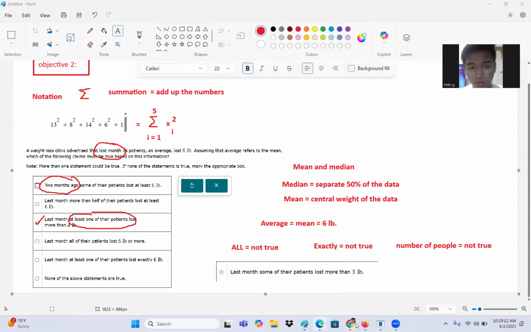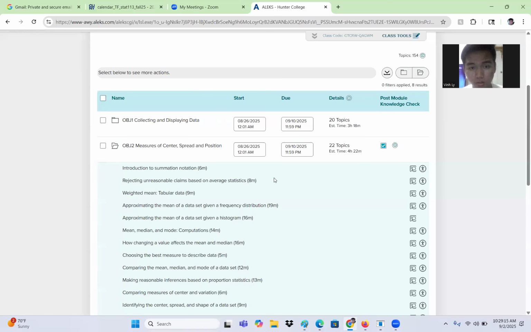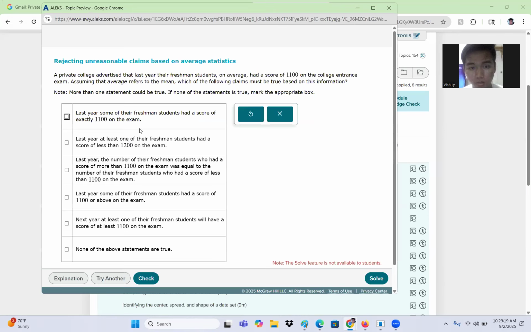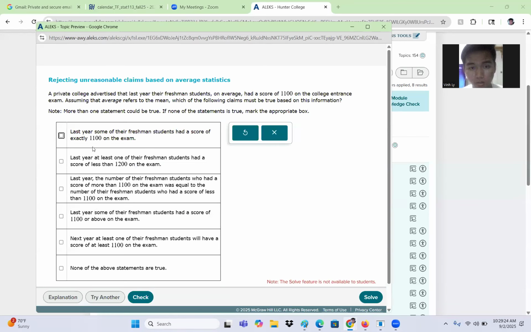Are we good? I focus on this question so much because it is kind of confusing, and whenever I focus on a question, you have a higher chance of seeing it on the exams. Whenever the word "exactly" appears, it's not going to be true. The average does not reflect the actual value of the data set points.